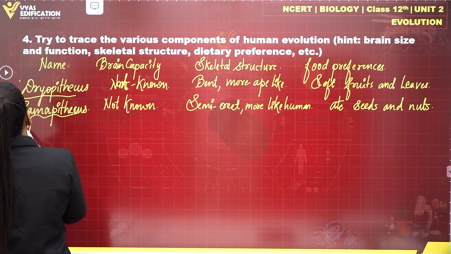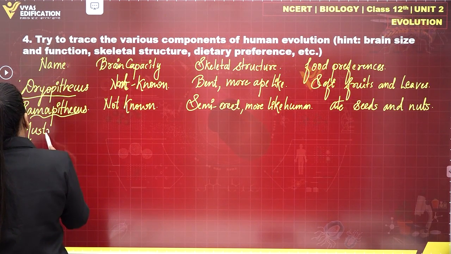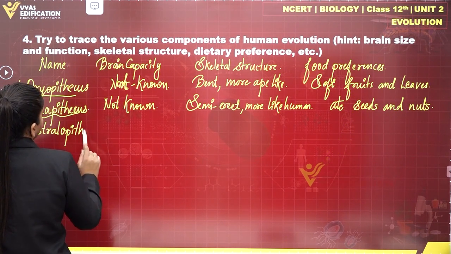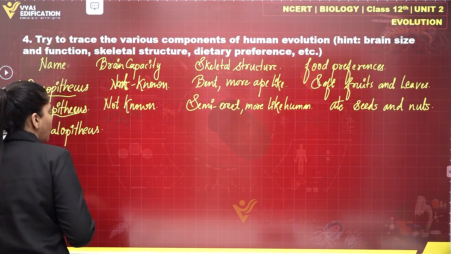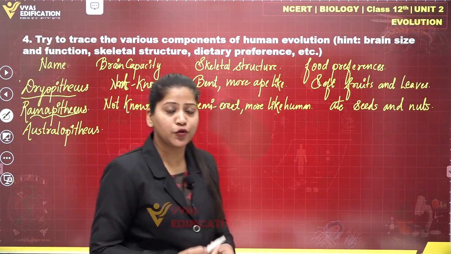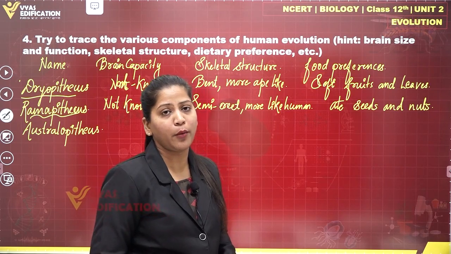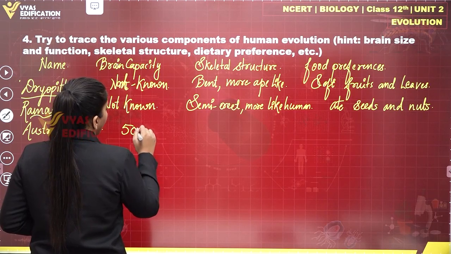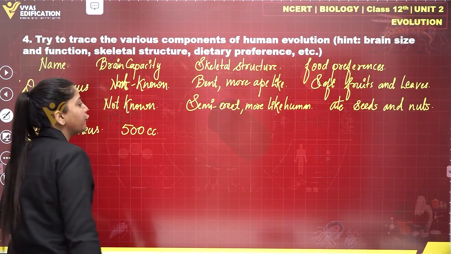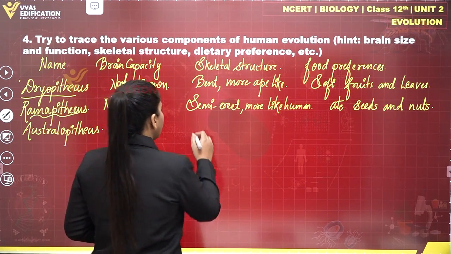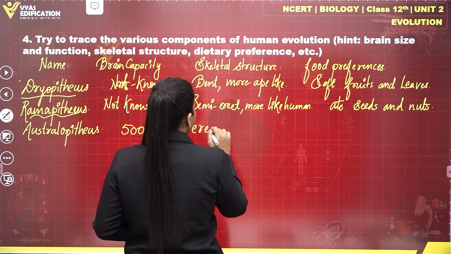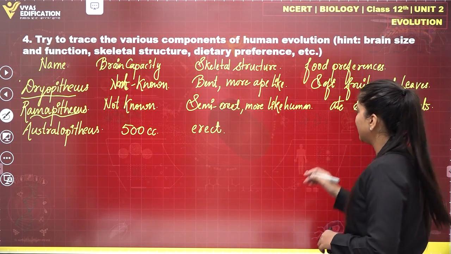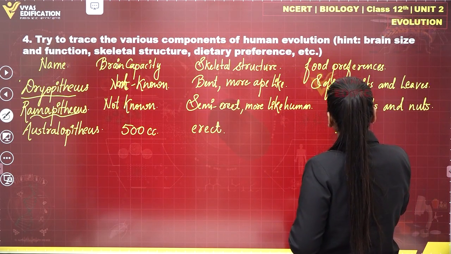Now, after Ramapithecus, who evolved? After Ramapithecus, Australopithecus evolved. And if we talk about their brain capacity, they had 500 cc of brain capacity. They were found to be erect. And if we talk about food preferences of Australopithecus, they were found to be herbivores.